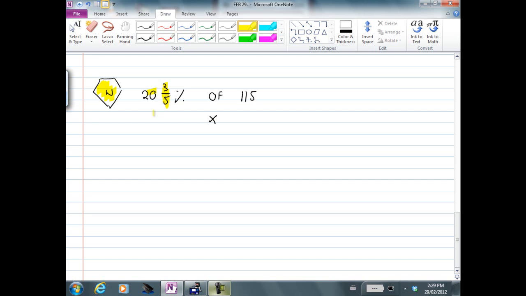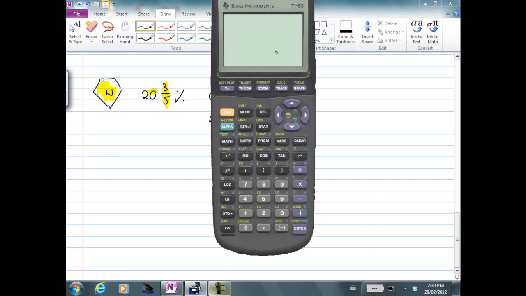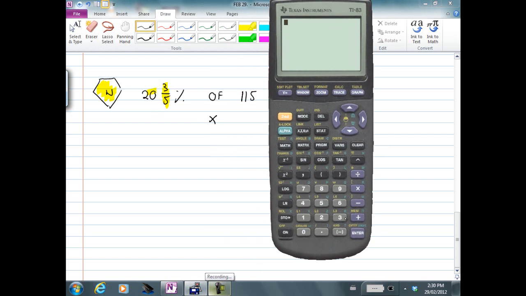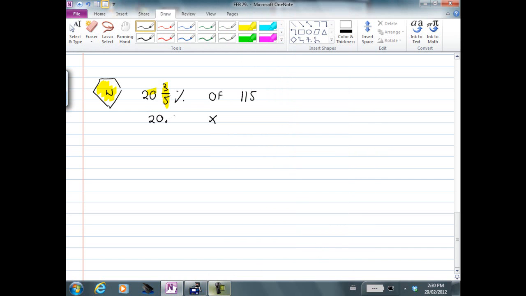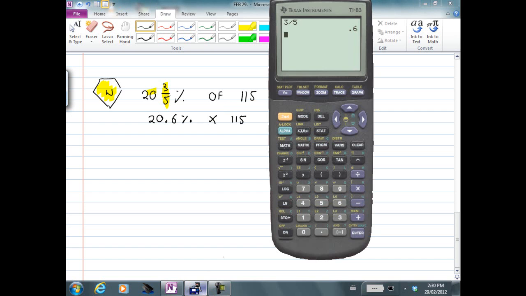3/5. I've taught you how to represent 3/5 as a decimal. If you're lost, just punch in 3 divided by 5 on your calculator, because I want to know what it is as a decimal, which is 0.6. So let's rewrite this as 20.6%. See, my percent is still there. Times 115. Now, a lot of you then went 20.6 times 115, but that doesn't work either.